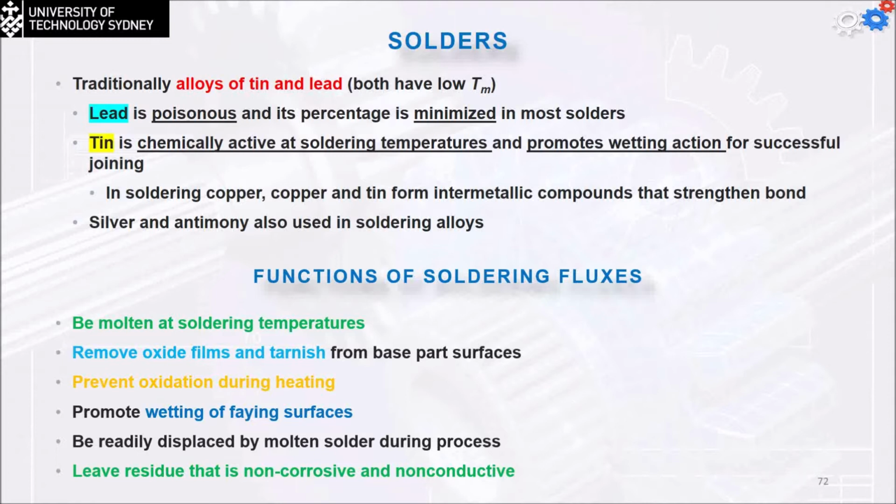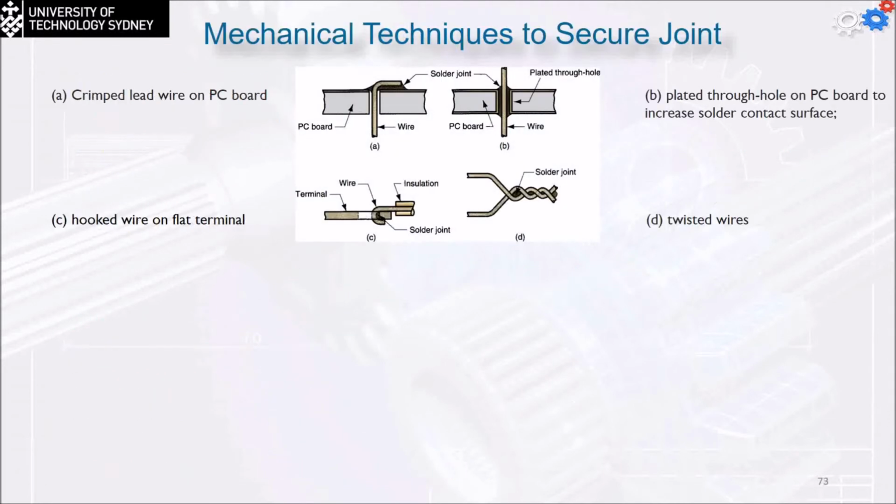Now, this is a mechanical joint. If I would like to increase the strength, instead of doing the ordinary method, I simply bend the wire, and this will increase the strength of the joint. So this is the crimped lead wire on the PC board, and this is the plated through hole of the PC board to increase the solder contact surface. Also, I can use the hooked wire type, or I can use the twisted wire type.